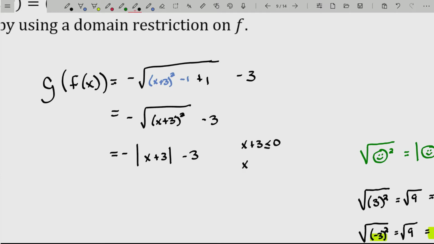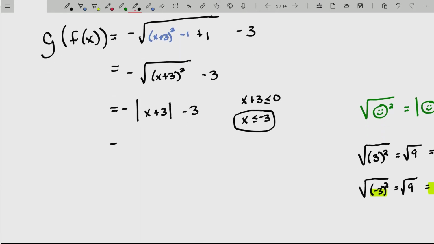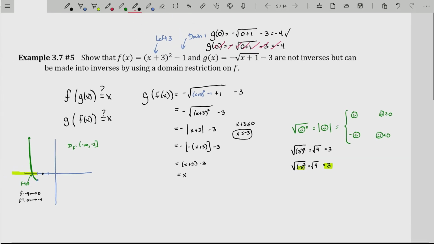Why? Because x is definitely not positive. Why? Because if you subtract 3 from both sides, we have our domain restriction: x is less than or equal to negative 3. So I happen to know that x plus 3 is negative, which means the absolute value is going to return the opposite of x plus 3. Negative times negative is positive. 3 minus 3 is gone. And you get to your fancy little x. These are definitely inverses now.